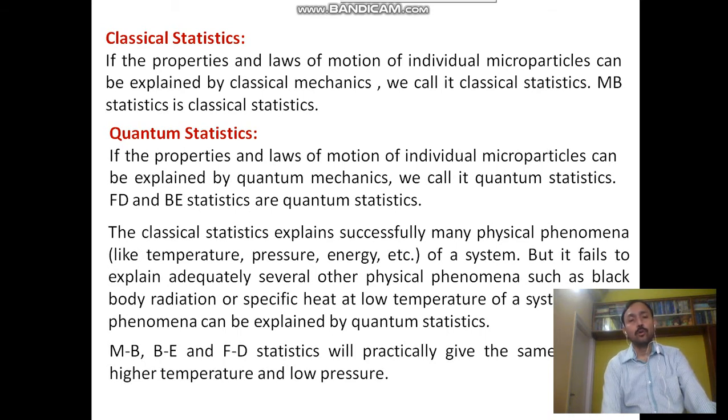Maxwell-Boltzmann, Bose-Einstein and Fermi-Dirac statistics will practically give the same result at higher temperature and low pressure. This is to be remembered, very important. At higher temperature and low pressure, MB, BE and FD will practically give the same result.